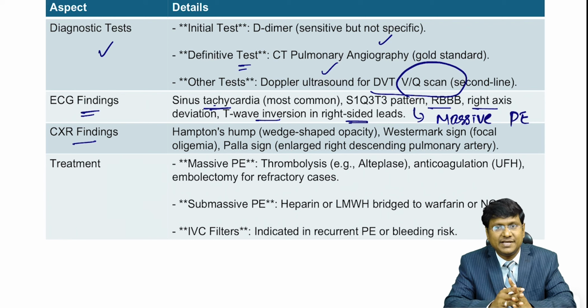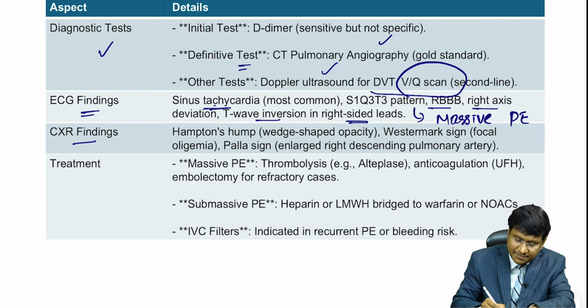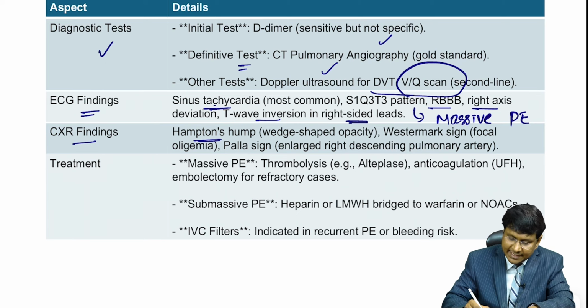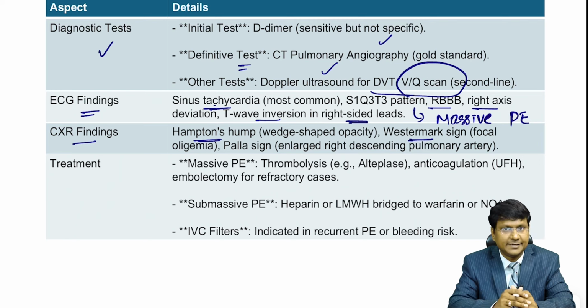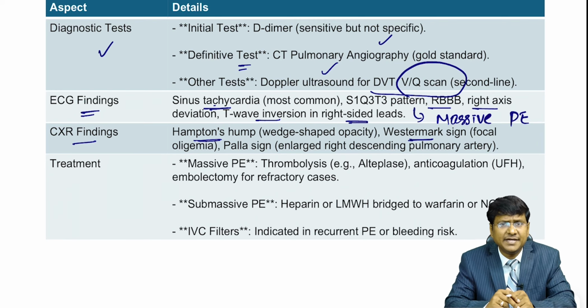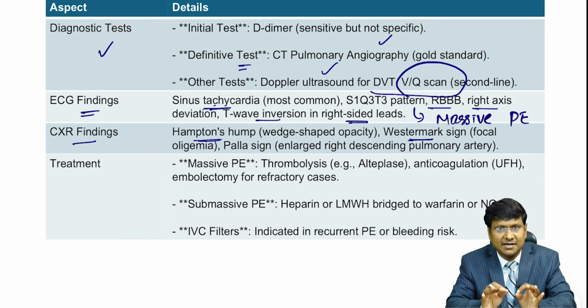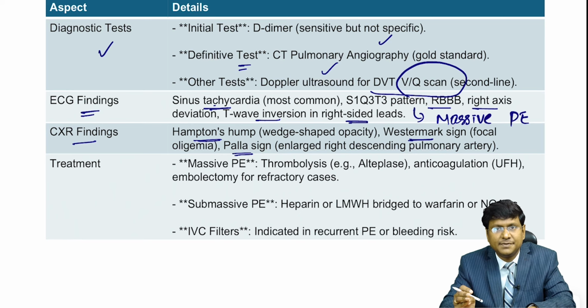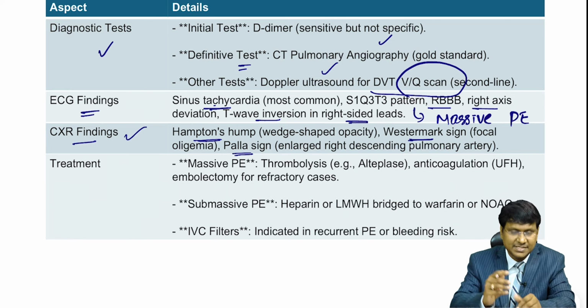Then when you do a chest X-ray in these patients, because of the presence of the pulmonary embolism, there can be a wedge-shaped infarct, and this particular wedge-shaped infarct is the Hampton's hump. And there can also be focal oligemia, and this focal oligemia is nothing but the Westermark sign. And because of the pulmonary arterial hypertension, there is an enlarged descending pulmonary artery, and that is nothing but the Palla sign. So Hampton's hump, Westermark sign, as well as the Palla sign. So these are the chest X-ray findings.